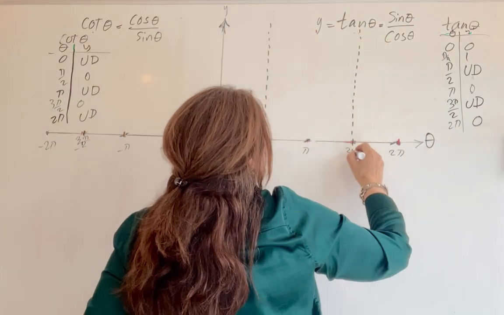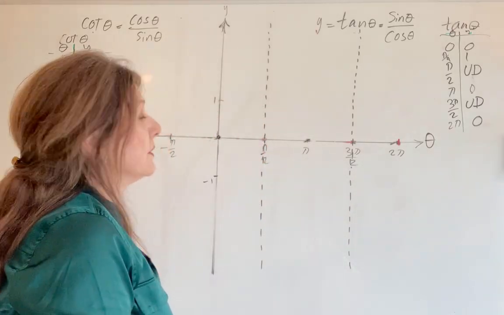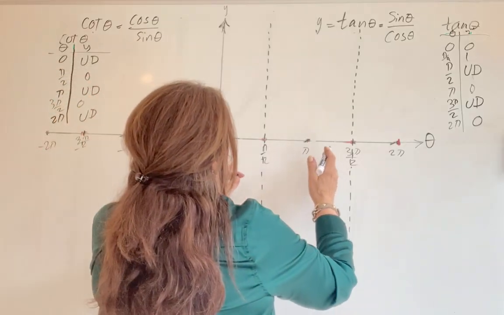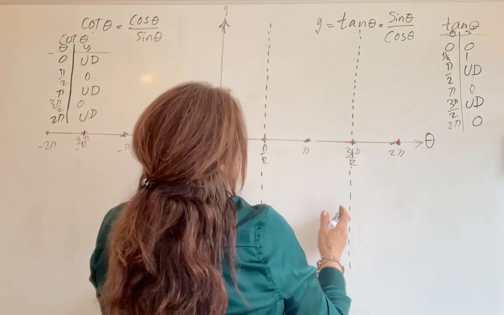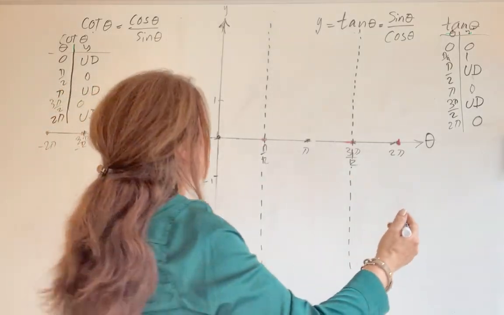Sine and cosine, you know, are between -1 and 1. But tangent and cotangent are not like this. The only boundary they have is the asymptote. Otherwise, they can go from -infinity to +infinity.